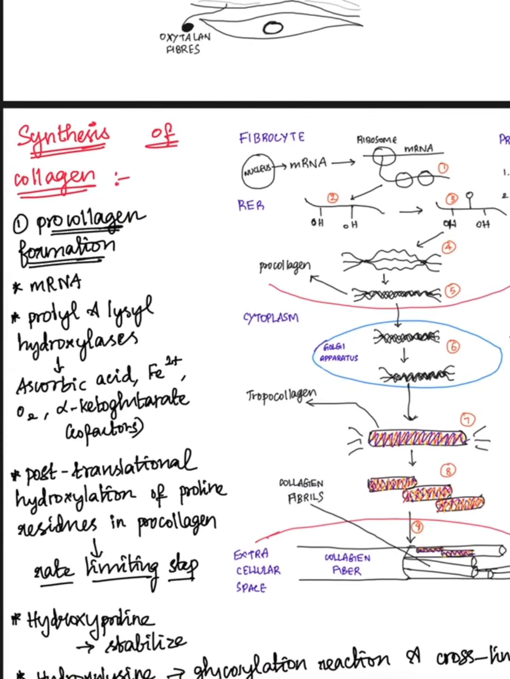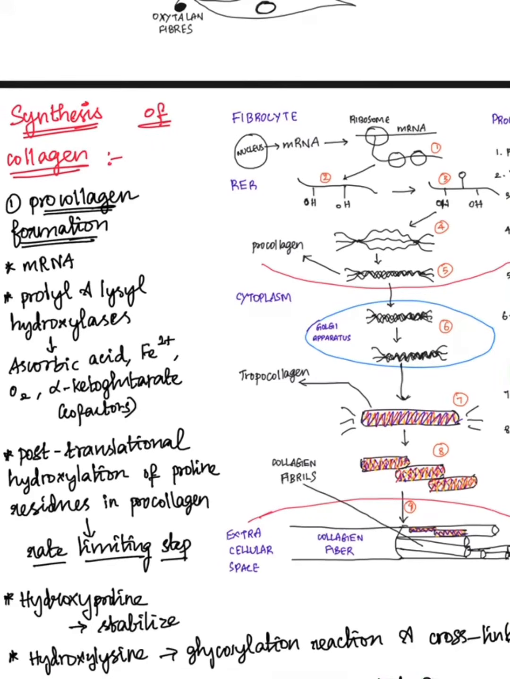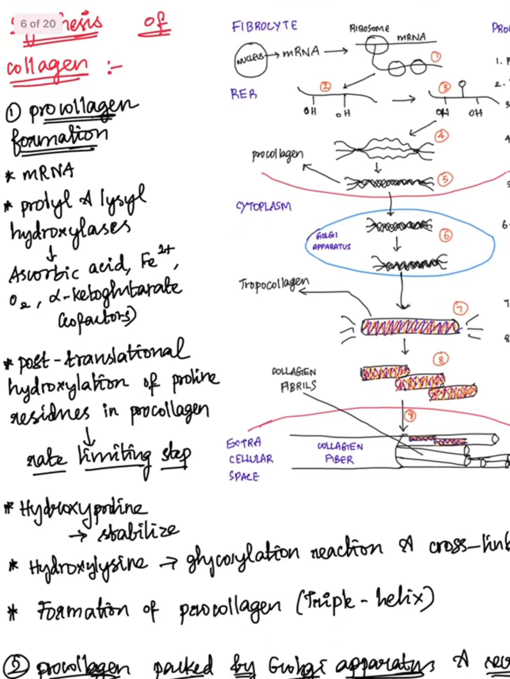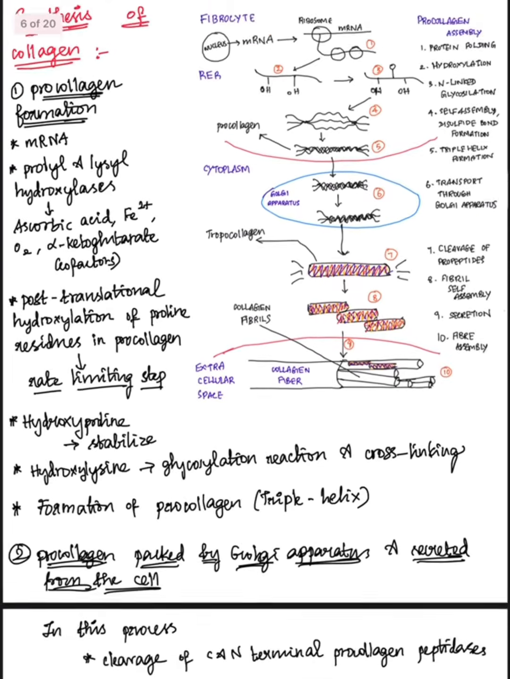Some of the important events in this step are: the first one is mRNA, and the second is the hydroxylation step assisted by prolyl and lysyl hydroxylases, for which ascorbic acid, iron, oxygen and alpha ketoglutarate act as cofactors. This post-translational hydroxylation of proline residues is the rate limiting step in the entire collagen synthesis. So what is the function of hydroxyproline and hydroxylysine? Hydroxyproline stabilizes the 3D conformation of collagen, whereas hydroxylysine helps in the subsequent glycosylation reactions and cross-linking of collagen.